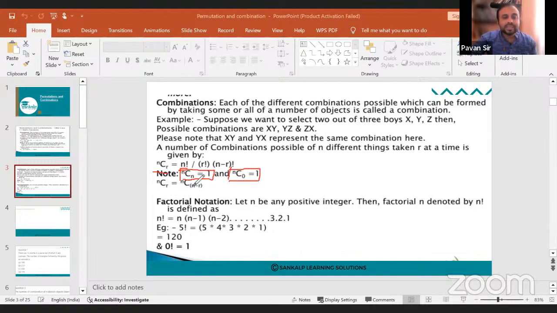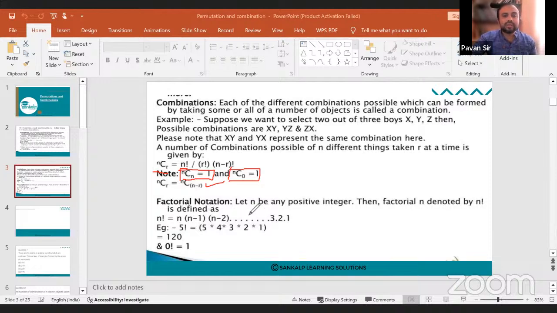And nCr is equal to nC(n minus r). So these three things are quite important with respect to the CET examination. You have to remember them. With a lot of practice we'll get to know about this, but still you need to remember this. Okay, next, factorial notation.